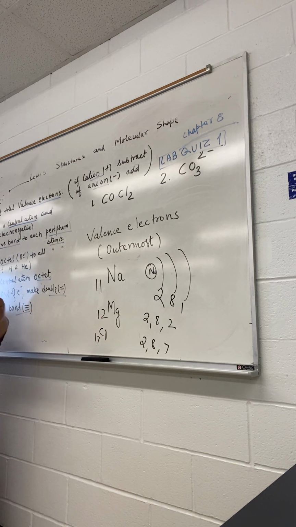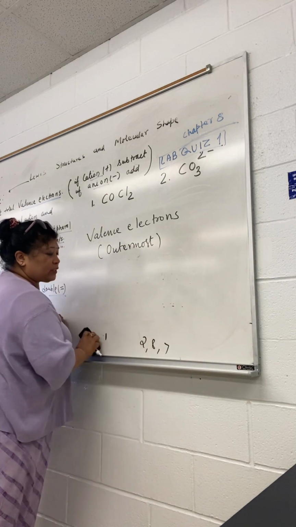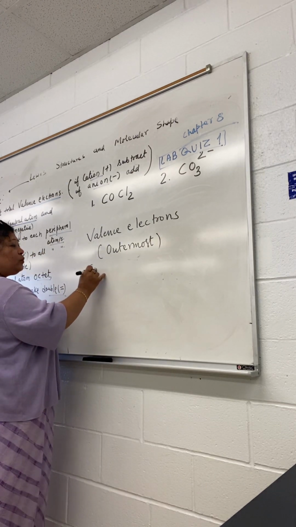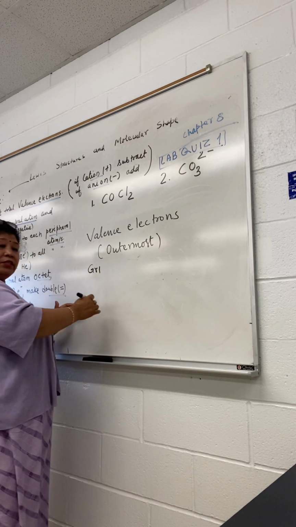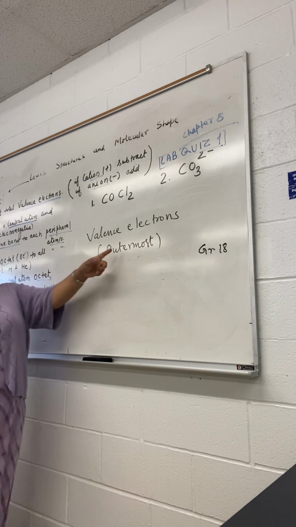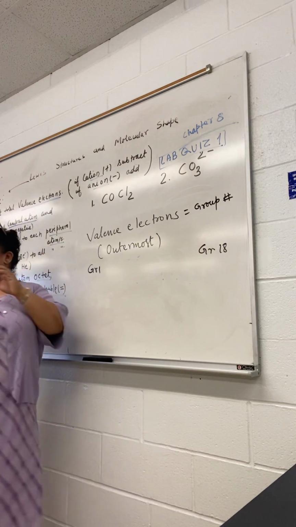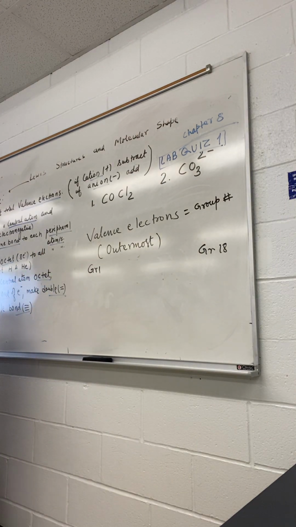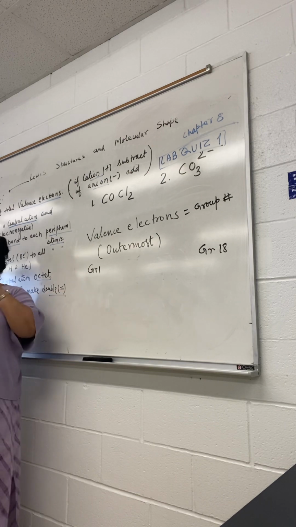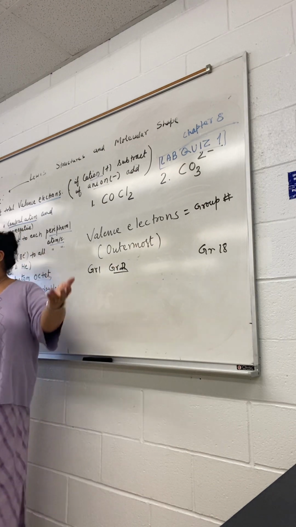Clear? Now, since we haven't learned the distribution of electrons yet, there is a very nice way to remember how many valence electrons, and that is with the help of group numbers. You remember you have groups 1 to 18, right? The valence electrons are equal to the group number. So group 1 means 1 valence electron. If you have group 2, this is 2 valence electrons, and so on.